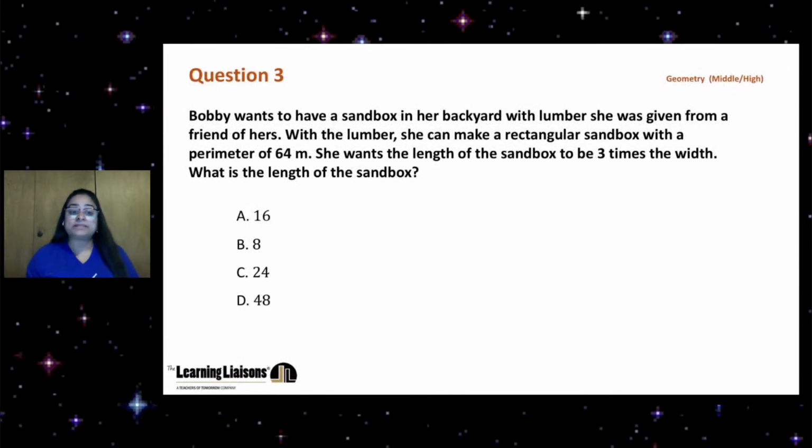All right, let's mix it up a little bit. Let's do some geometry. This is a middle/high school type of problem, right? And these are types of questions that often show up where you guys have to kind of figure out some extra information. They didn't give you everything that you have, so you kind of have to work through what you need, right? So it says that Bobby wants to have a sandbox in her backyard. Maybe she wants to build a sandbox in her backyard.